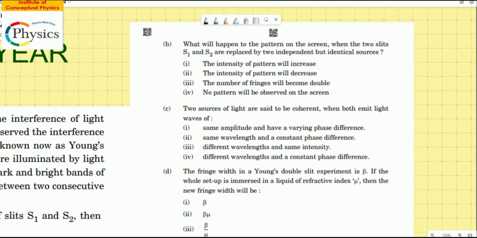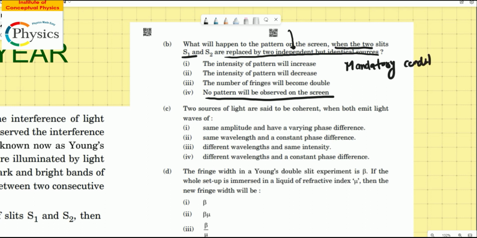So the question is, if the two slits S1 and S2 are replaced by two independent but identical sources. I hope you remember, you need absolutely identical sources, but they should be coherent. Here what they have done is replace them by independent sources. They cannot be independent. Coherent sources used in YDSE are not independent. So you will get no pattern, because for a YDSE to happen, the mandatory condition is that a single source is split into two sources.